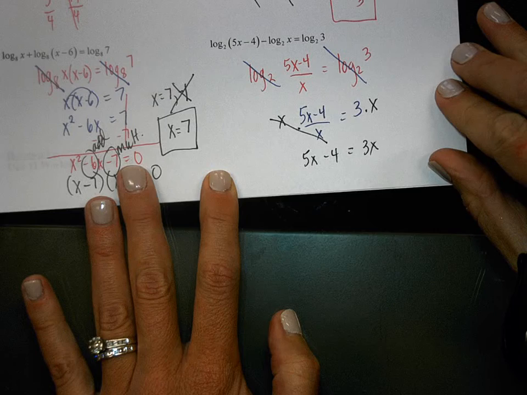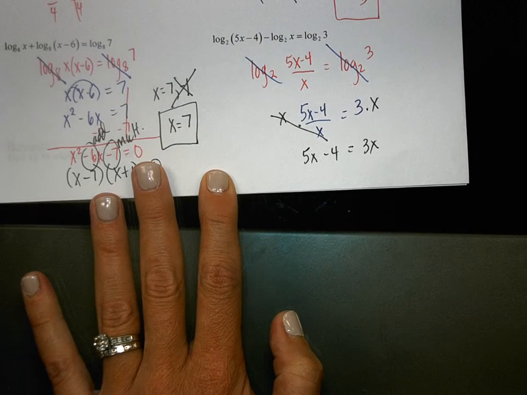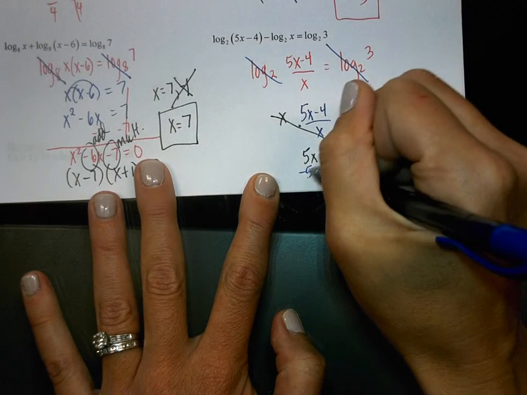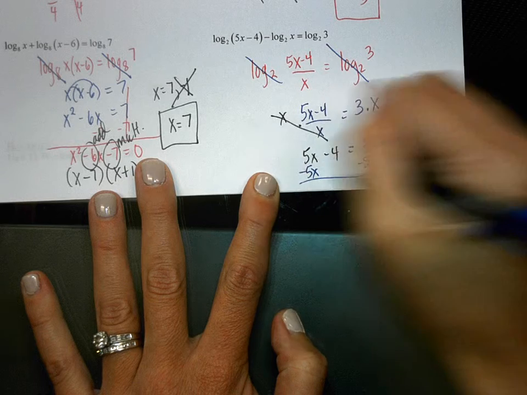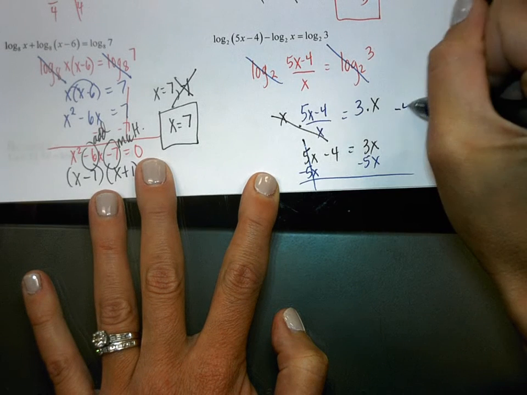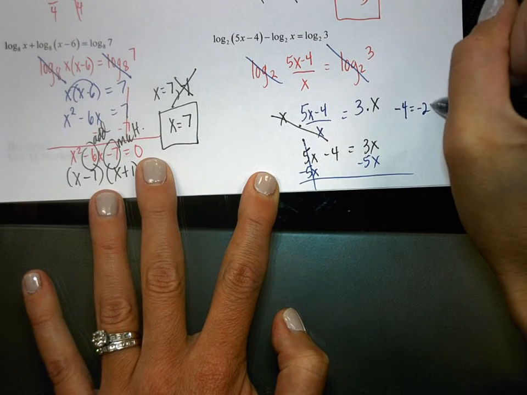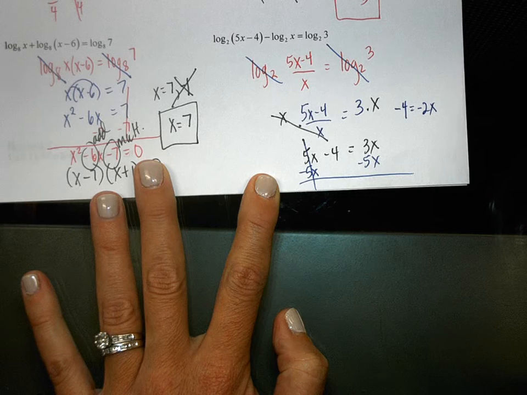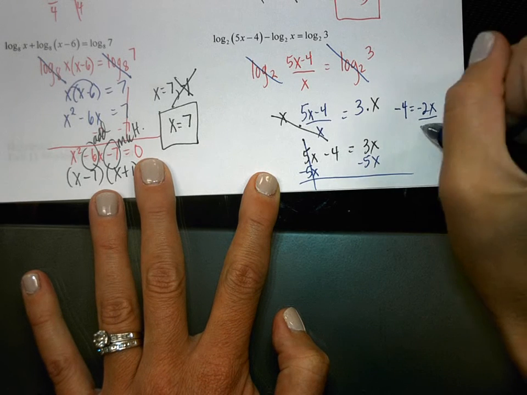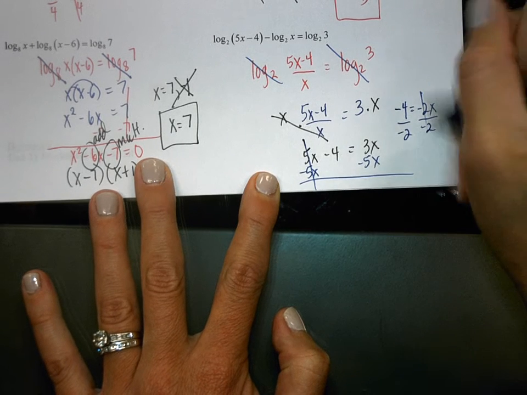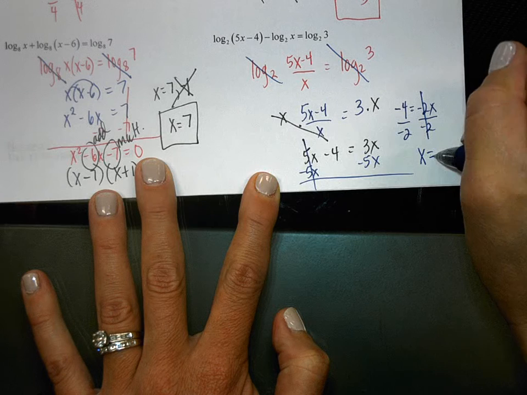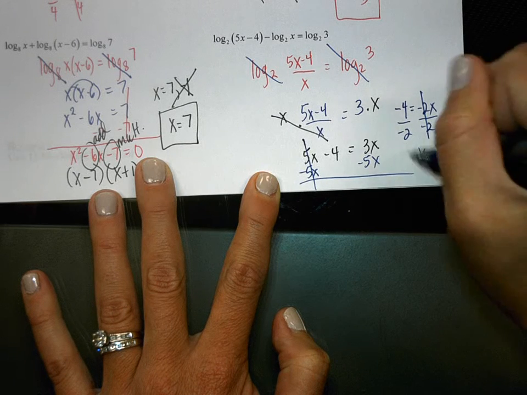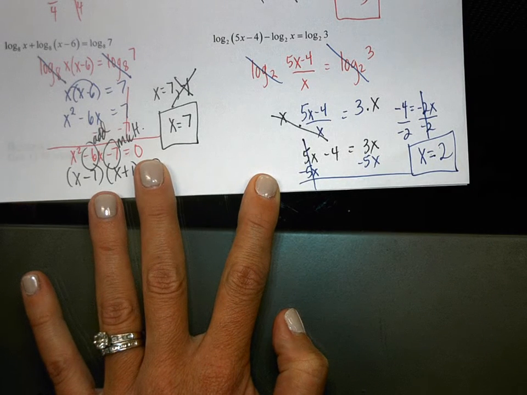And in order to solve, what will I do next? Subtract 5x, good. So now I have negative 4 equals negative 2x. And my last step would be to do what? Divide by negative 2 to both sides. And so x equals 2. Any questions?